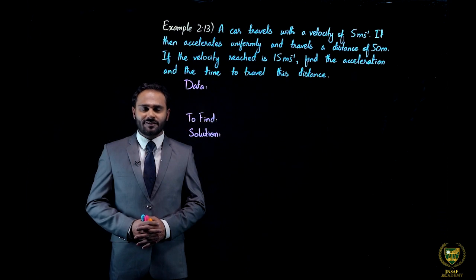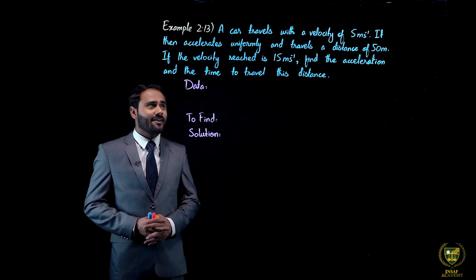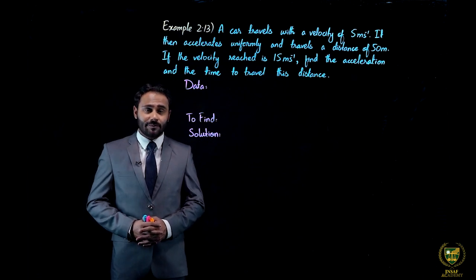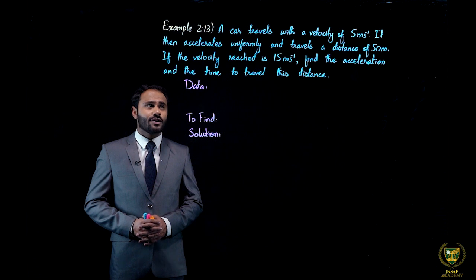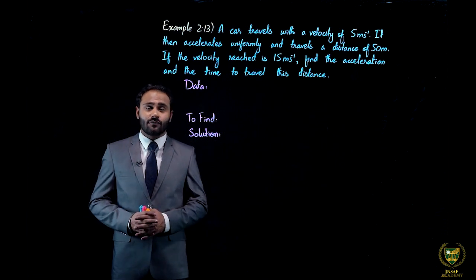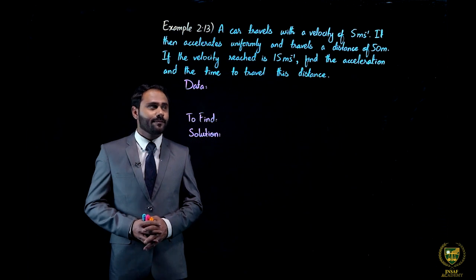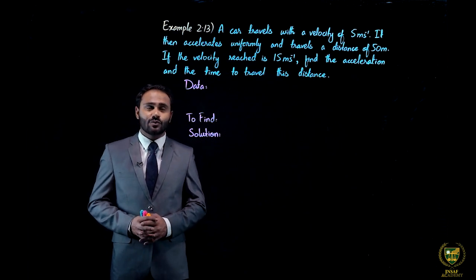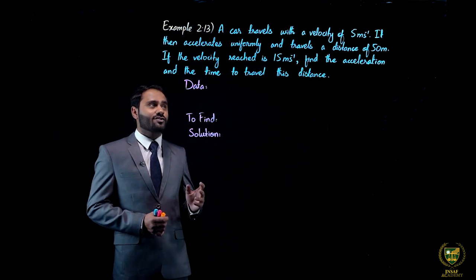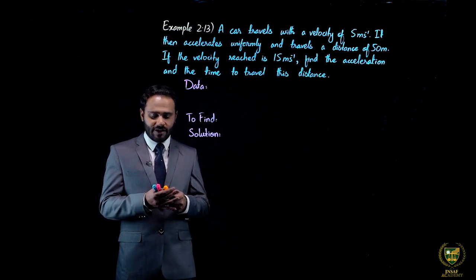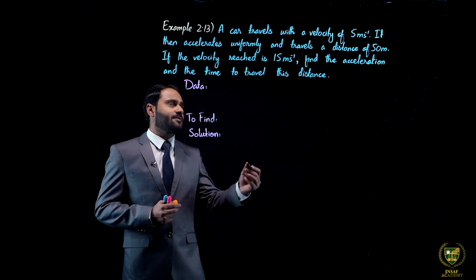Example number 2.13, and the statement is: a car travels with a velocity of 5 meter per second. It then accelerates uniformly and travels a distance of 50 meter. If the velocity reached is 15 meter per second, find the acceleration and the time to travel this distance. Again here the initial velocity is given, which is 5 meter per second.